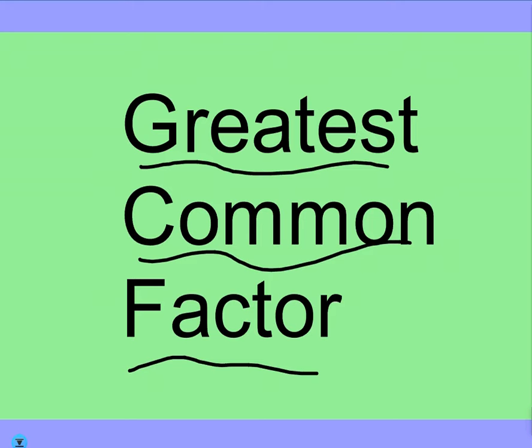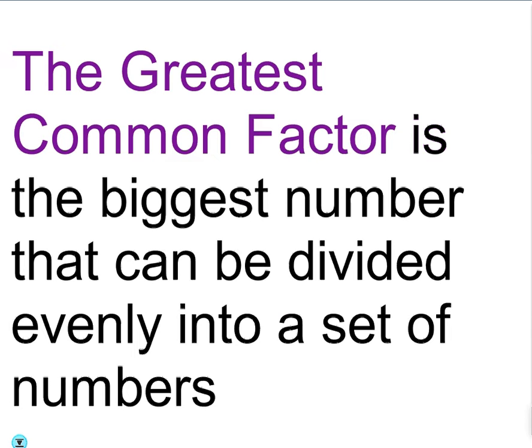In fact, if you can read, you might be able to see the definition there on the left side of the screen. The greatest common factor is the biggest number, or largest, that can be divided evenly into a set of numbers. Now, why a set of numbers? Because normally you're only interested in two, but you could use 3, 4, 5, 6. It's the biggest number that divides evenly into those.